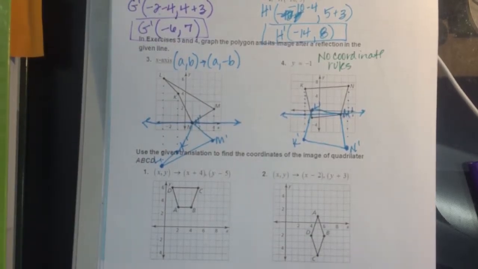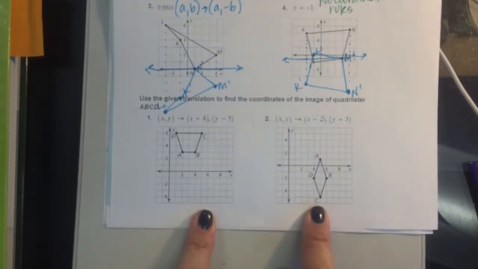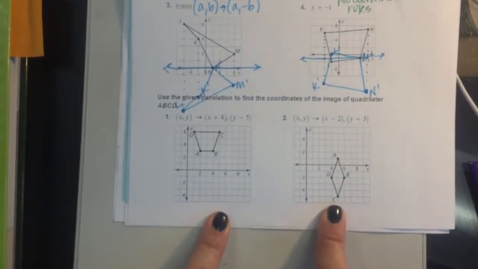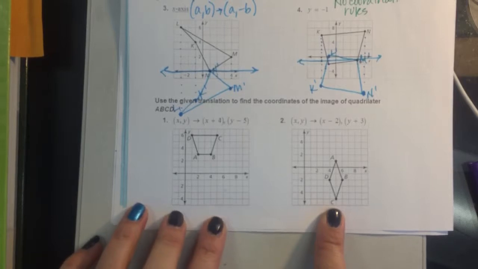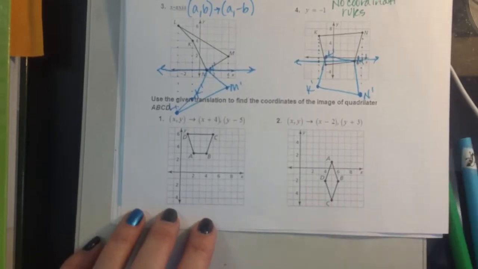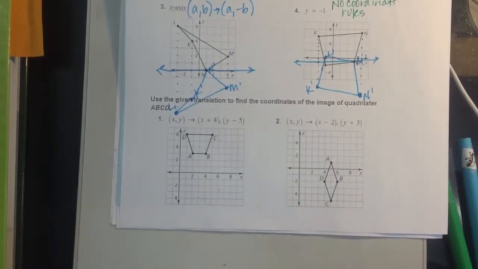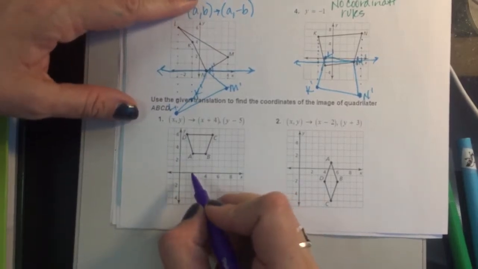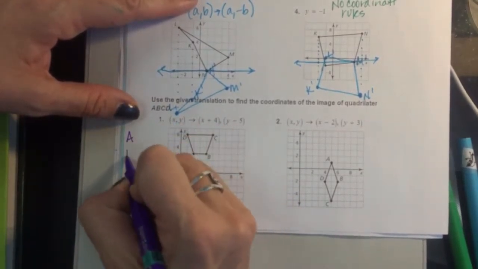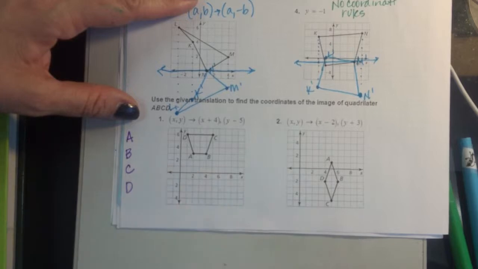Now in numbers 1 and 2 down here, honestly, you could go through. It actually says find the coordinates of the image. I'm really most interested in you graphing it. But let me just go through and jot the coordinates down. I'm interested in how it looks.